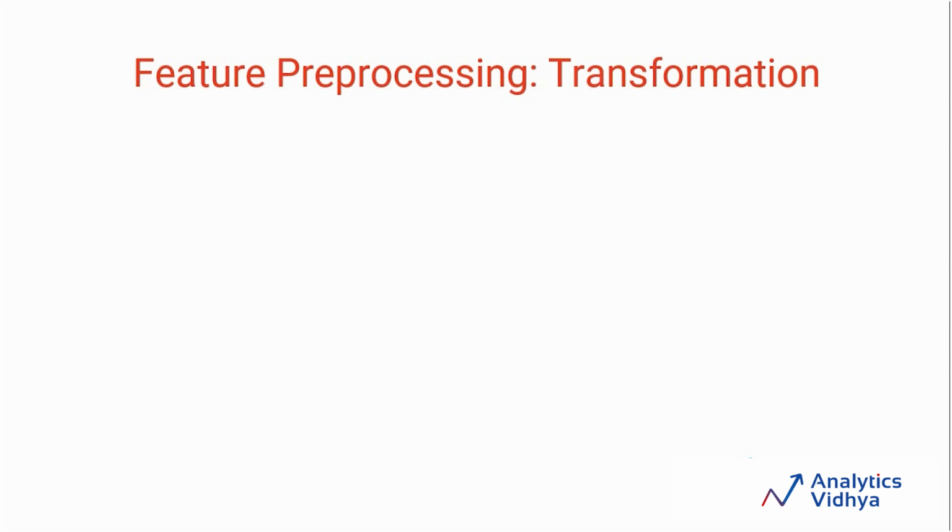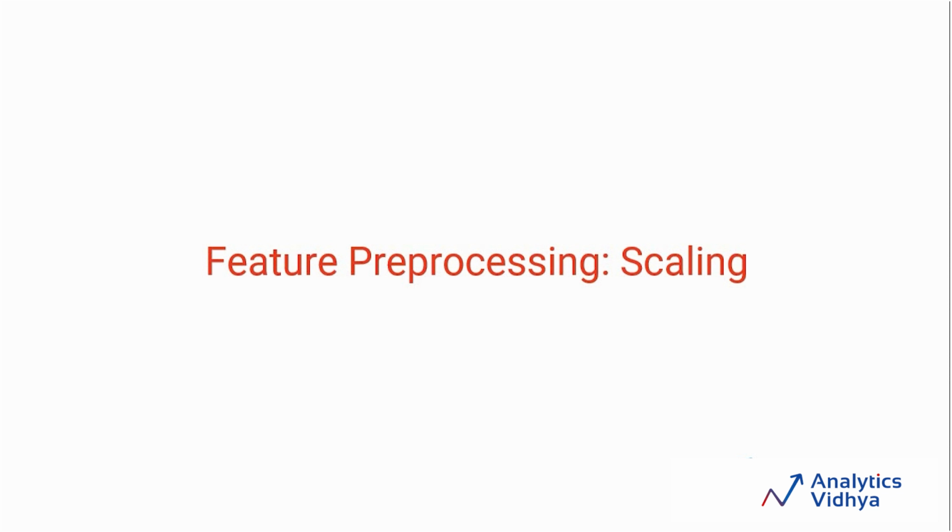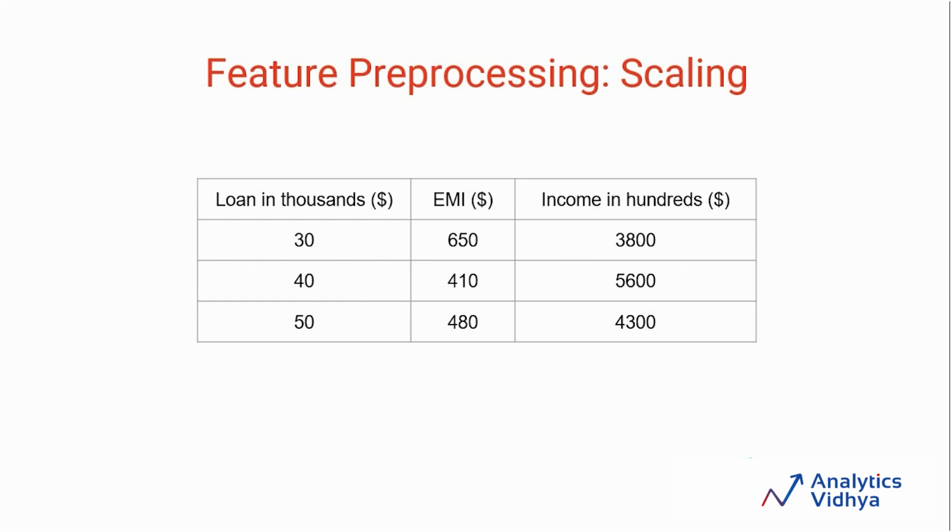Now let's move to another method of feature preprocessing, feature scaling. Take a look at this dataset. It is related to loan applications. Here we have variables like loan amount, EMI, and the income, and these are all in different units if you'll notice. So loan amount is in thousands, income is in hundreds, and EMI is in dollars only.